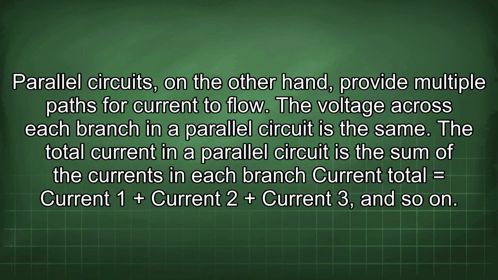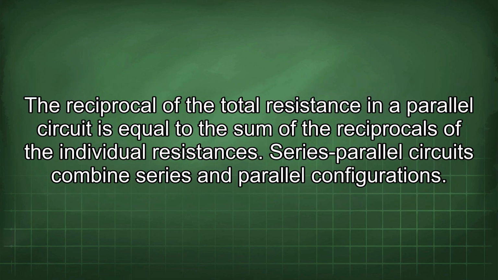Parallel circuits, on the other hand, provide multiple paths for current to flow. The voltage across each branch in a parallel circuit is the same. The total current in a parallel circuit is the sum of the currents in each branch. I total equals I1 plus I2 plus I3, and so on. The reciprocal of the total resistance in a parallel circuit is equal to the sum of the reciprocals of the individual resistances. Series parallel circuits combine series and parallel configurations.